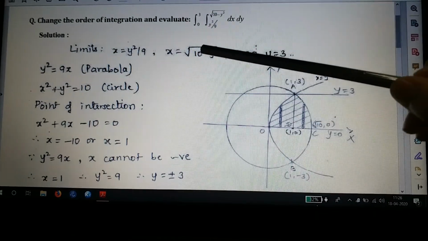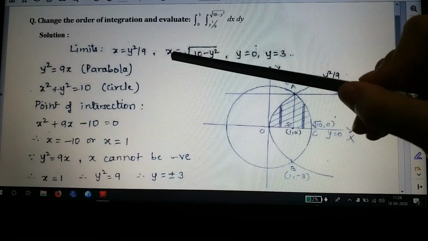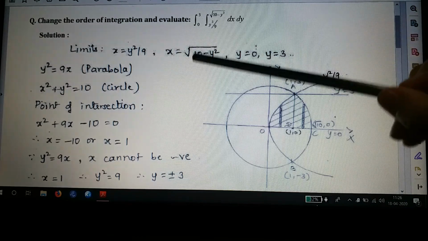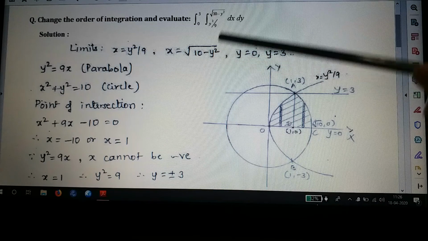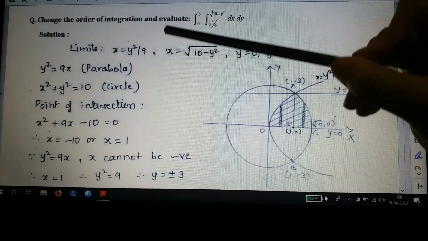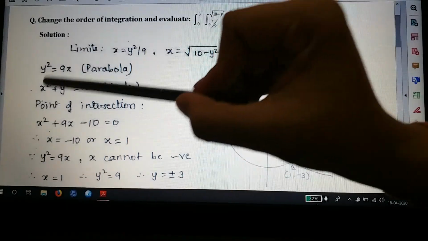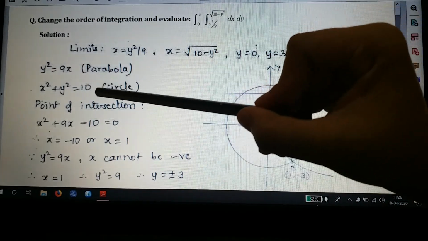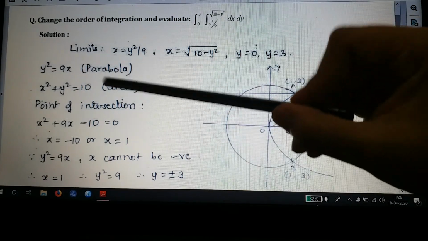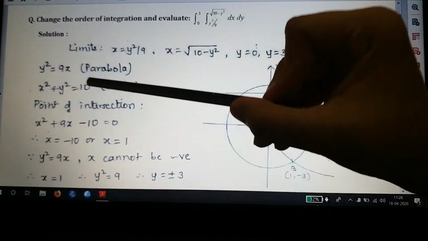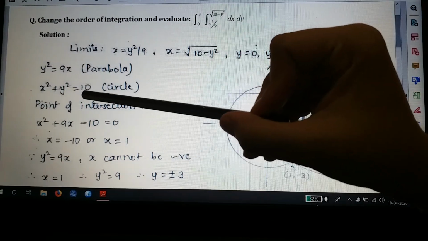Okay, now let's go to the next equation. If you square this, you'll see that x square is 10 minus y square. Taking this minus y square term over here, we get x square plus y square equal to 10, which is the equation of a circle. Circle with center at origin and radius root 10.